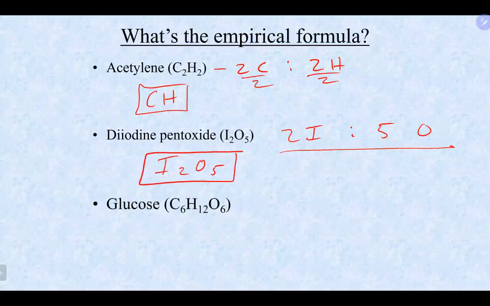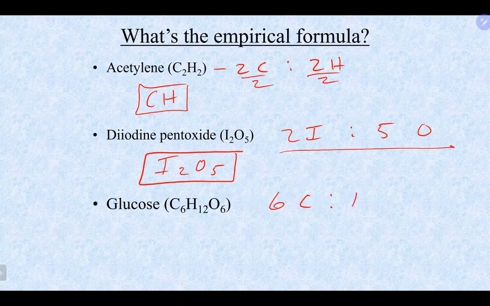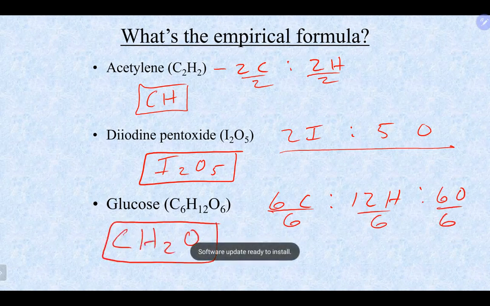And lastly here, glucose, that is 6 carbons to 12 hydrogens to 6 oxygens. We really could reduce everybody here down by 6, right, to get whole numbers, and that would get us CH2O as our empirical formula. Any questions on any of those there?